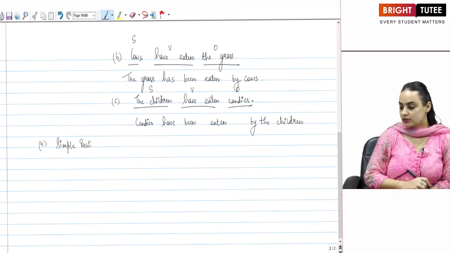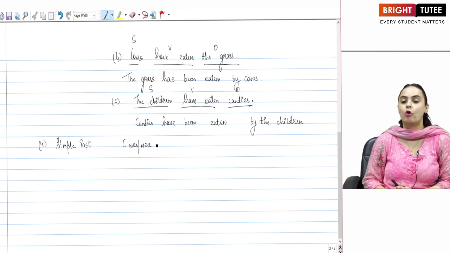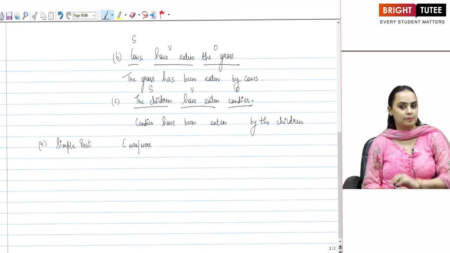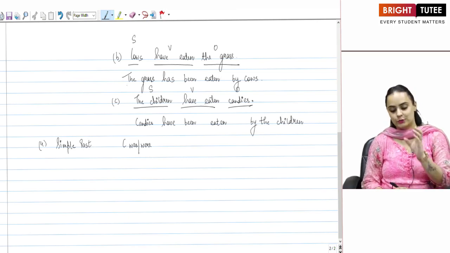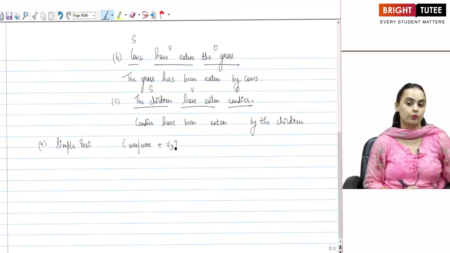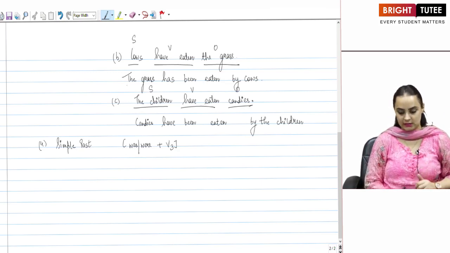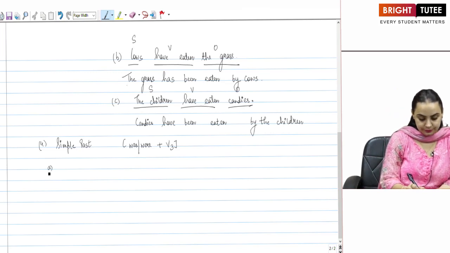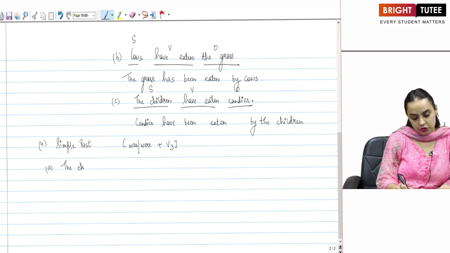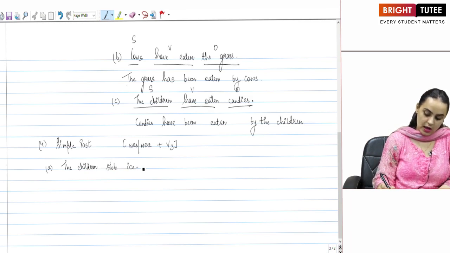Okay? Now, what is my rule for simple past? What are the helping verbs for the past tense? Was or were. These are the two helping verbs for past tense. So, was or were plus the third form of the verb. This is my rule for changing an active sentence to a passive sentence. For example, the children stole ice creams.